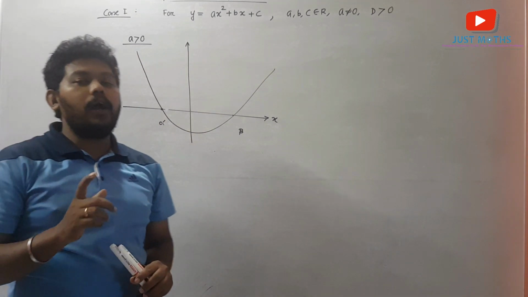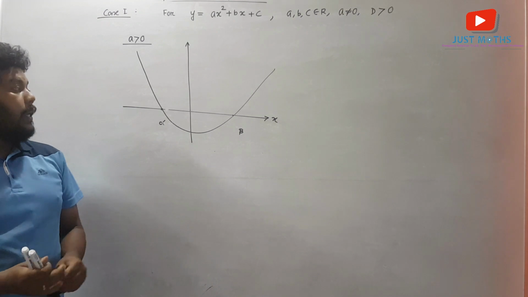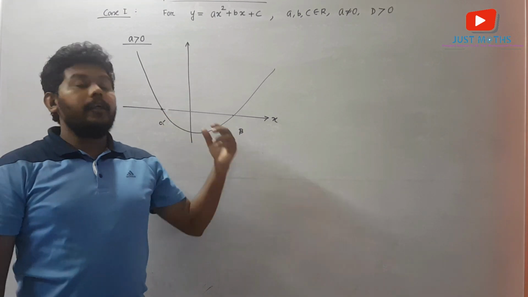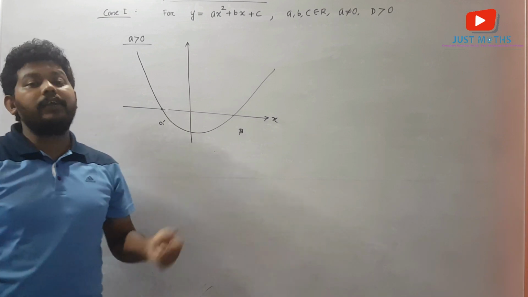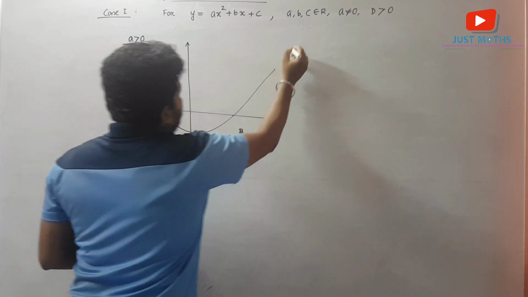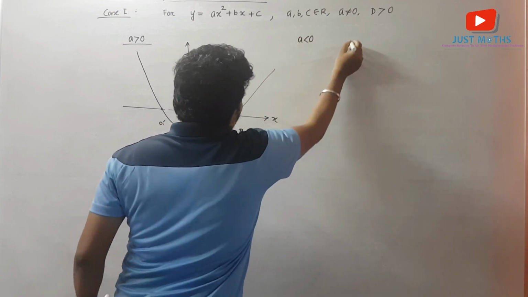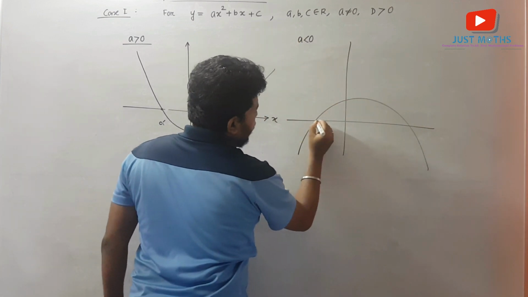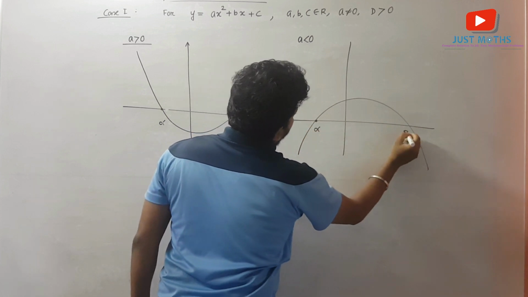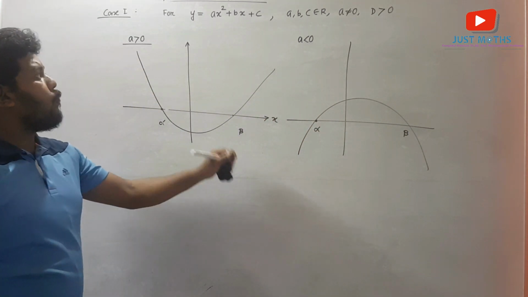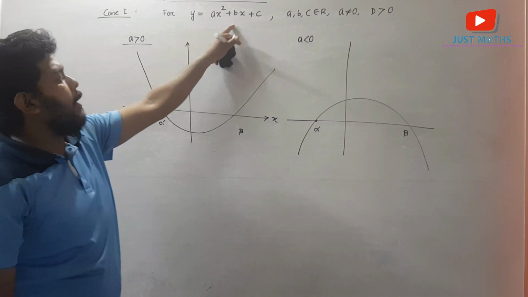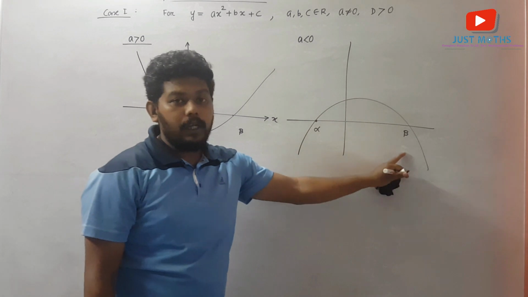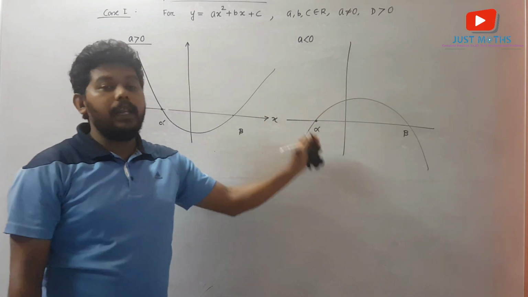When the graph of a quadratic equation intersects the x axis at two distinct points, we say that the equation has two distinct and real roots. When a is negative, the graph of the function will be like this. This is your alpha, this is your beta. Remember, when the graph of y equals ax square plus bx plus c intersects the x axis at two distinct points, we say that the roots are real and distinct.